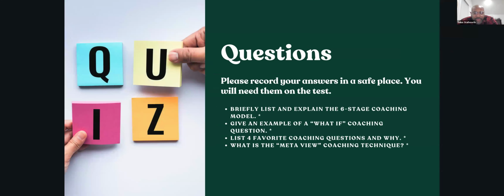All right. So we're right at the end. Like I mentioned, a lot of this will be on the test as well, on the exam. So just take note of this. Briefly list and explain the 6-stage coaching model. Give an example of a what if coaching question. And then list 4 of your favorite coaching questions and why. Then what is the meta view coaching technique? So just take note of that. Those will be on the exam after week 10.